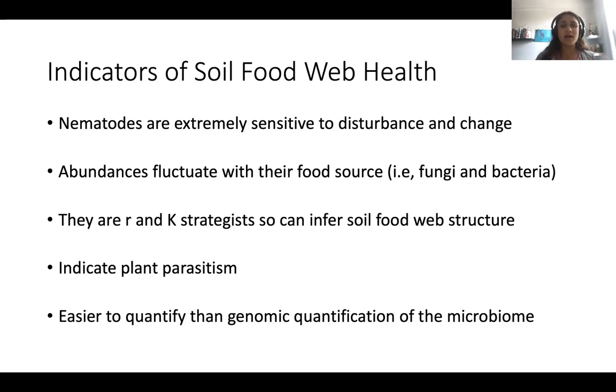And as I said, they are R and K strategists, so they can infer the soil food web structure. They can also indicate plant parasitism, and that's commonly what they're used for, because nematodes also take the form of plant parasites. And they're also easier to quantify than genomic quantification of the microbiome. It's a lot easier to look at nematodes and identify. It's still very labor intensive, but it's a lot easier and cheaper than to go and sequence an entire microbiome and infer soil food web health through that channel.